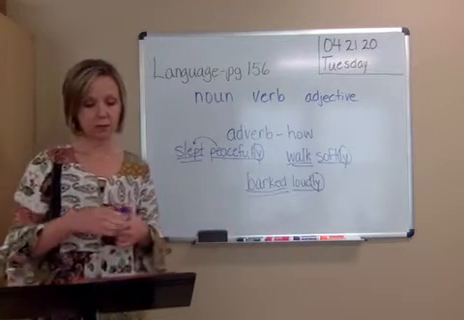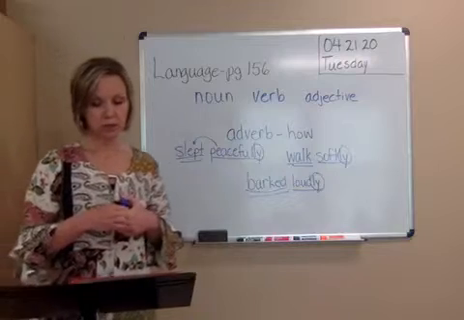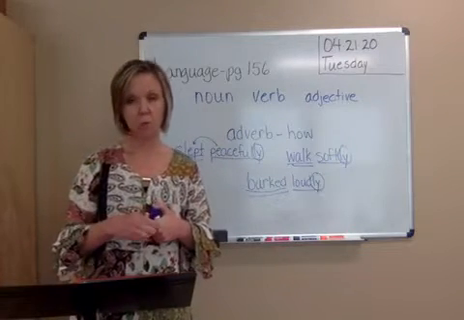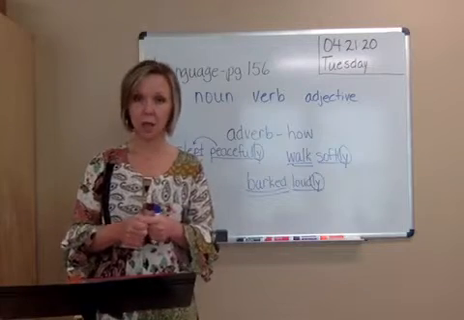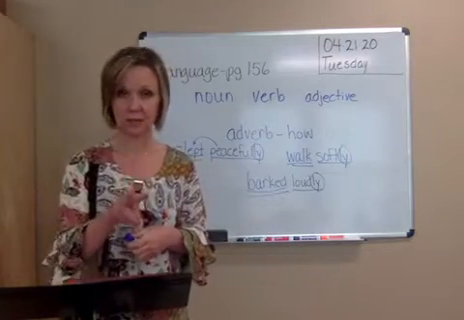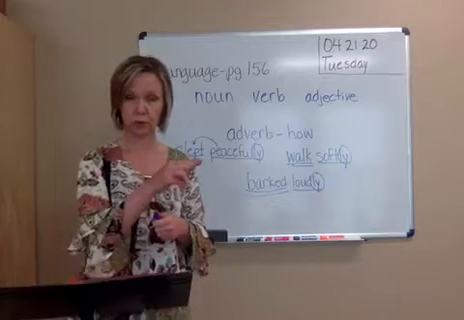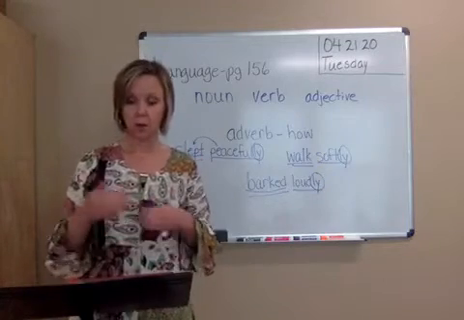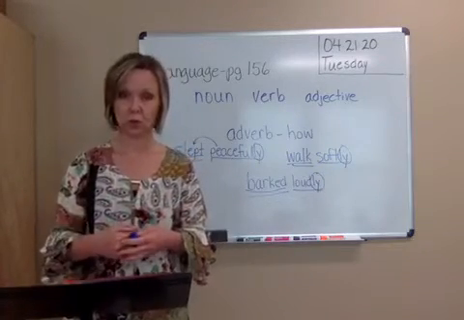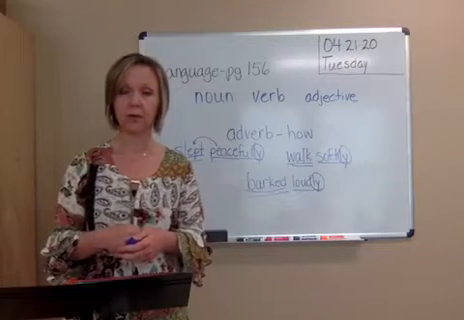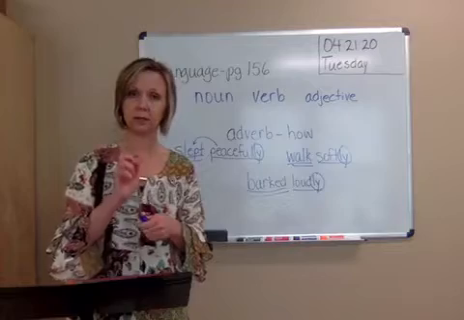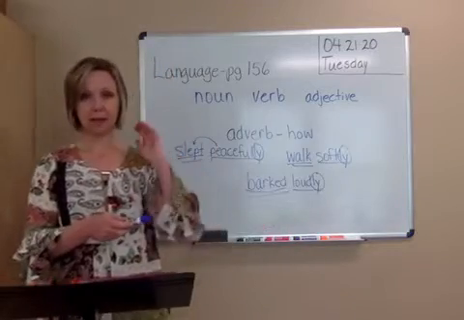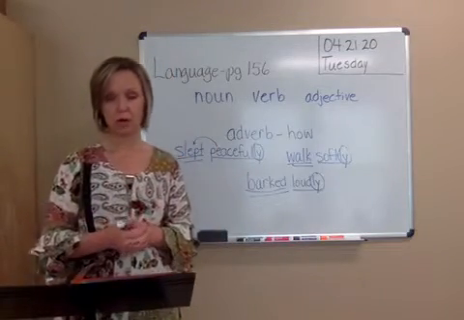So let's look at number 2. The children copied their homework carefully. Now they have underlined copied twice for you because that's the verb. Children copied. How did the children copy their homework? Carefully. That's correct. So you circle carefully and then you'll match it back to copied.